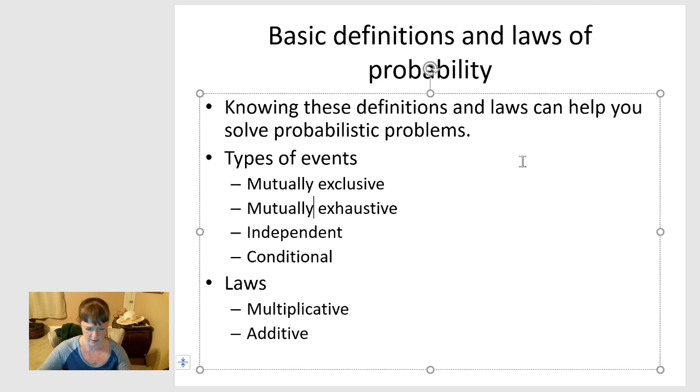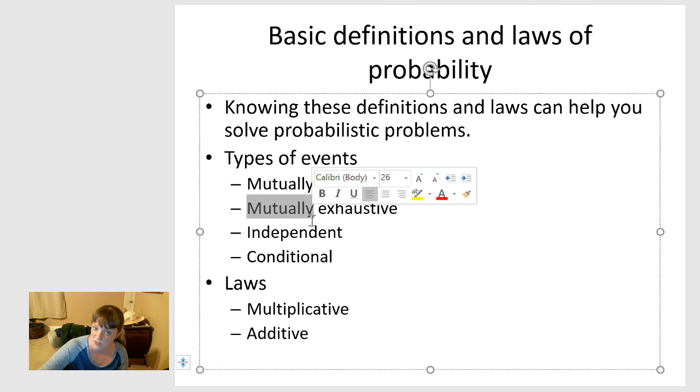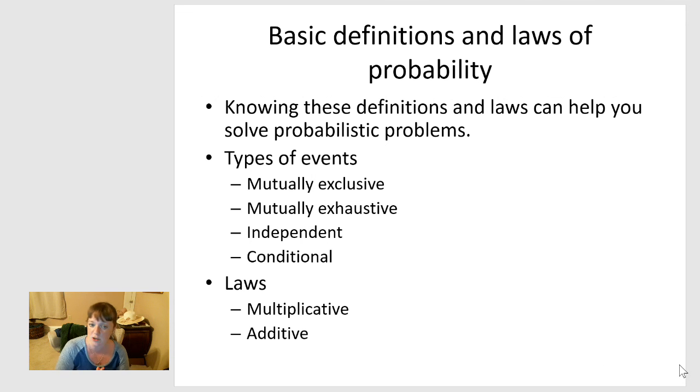Hold on. This word here, a synonym for it, is also collectively. Same with this. You can talk about mutually exclusive, or collectively exclusive, but usually it's mutually exclusive. Or you can talk about mutually or collectively exhaustive events. So keep in mind those synonyms, because both will come up. We're also going to talk about conditional and independent events, which are usually considered together. And then last, we're going to go over the laws of probability, the multiplicative law and the additive law.